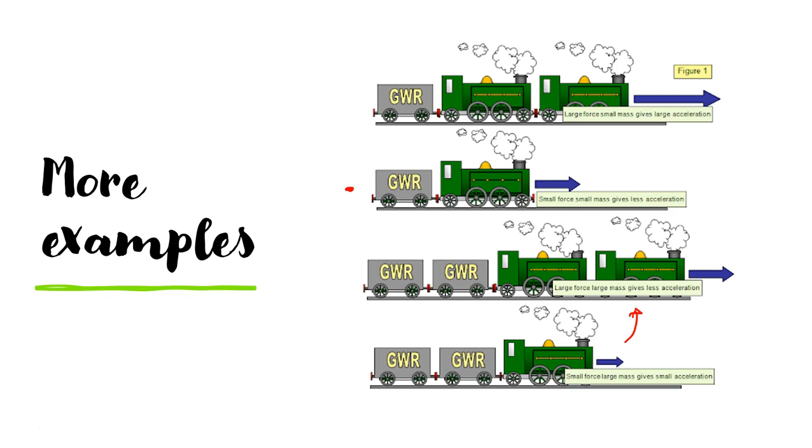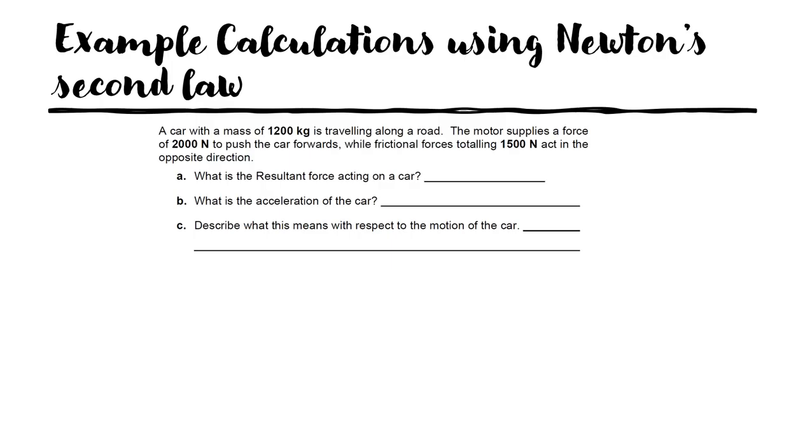This is the rate at which the speed is changing. So if all these four situations were trying to reach a speed of 100 kilometers per hour, then this one here would take the longest to get up to speed because it has the least amount of force and the greatest amount of mass. Okay, so its acceleration will be slower, so it will have a slower change of velocity over time. Let's have a look at a couple more sample calculations.